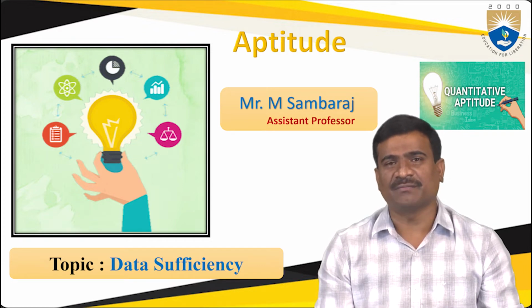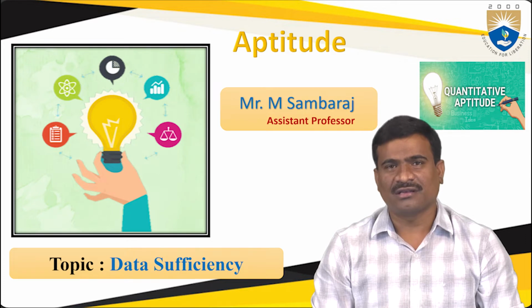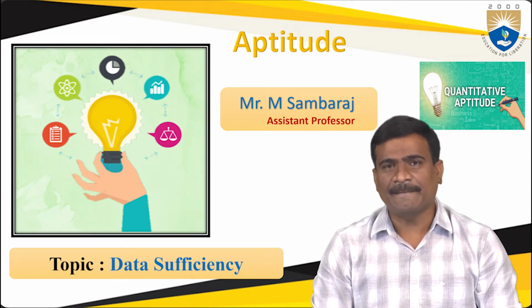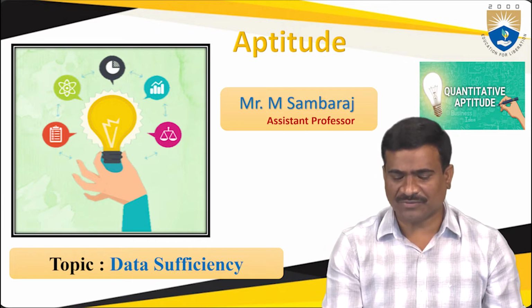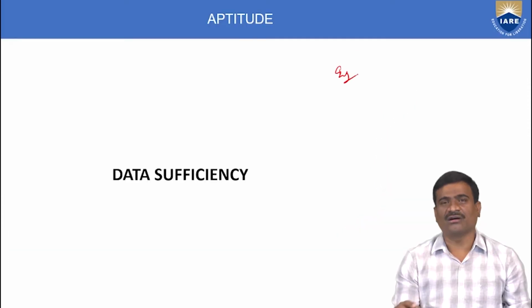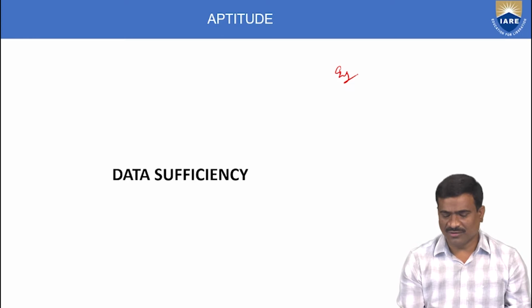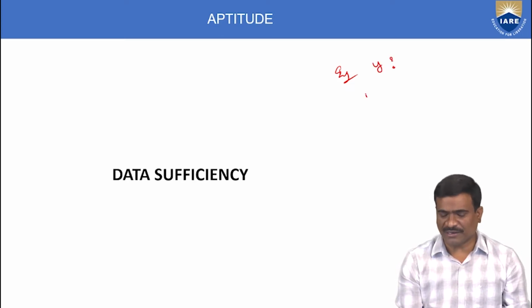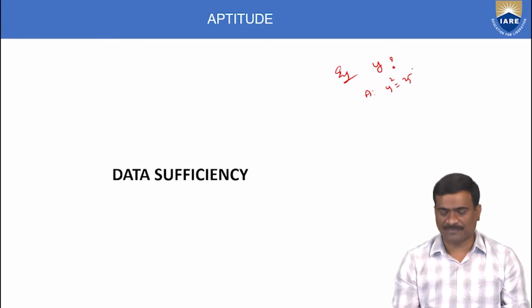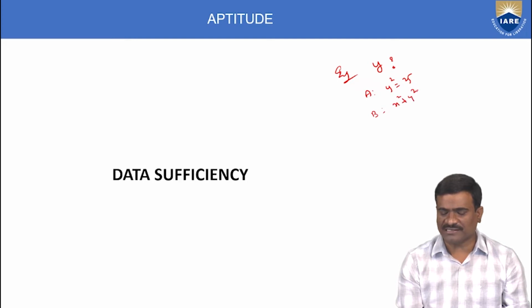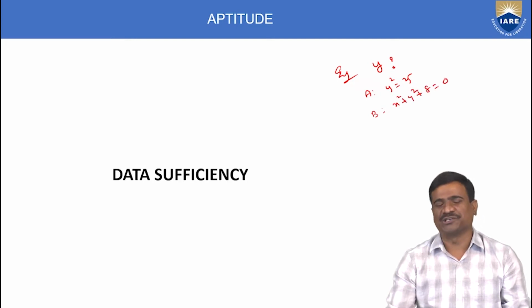Data sufficiency method. Example of the topic: find the variable y. Statement A, y square is equal to 25. Statement B, x square plus y square plus 8 is equal to 0.